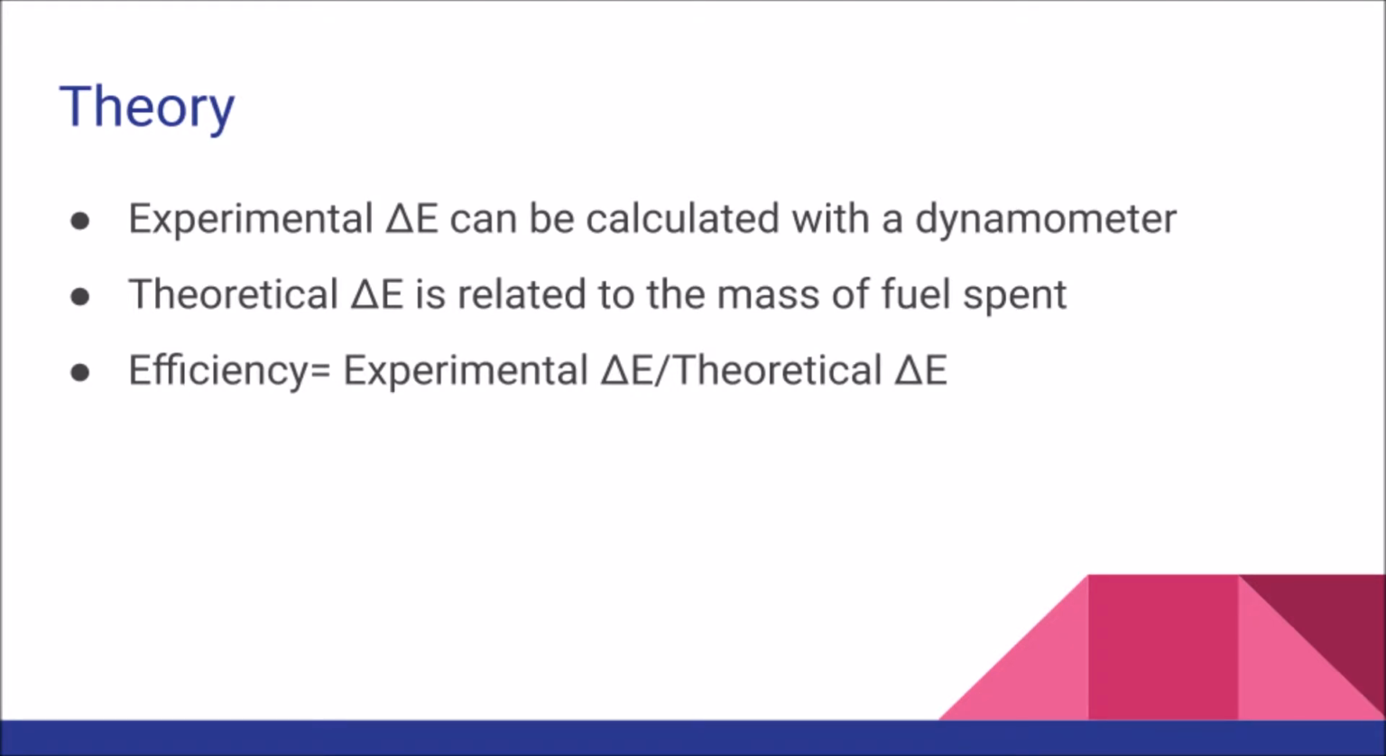Since the fuel we are burning is gasohol, a 90-10 mix of gasoline and ethanol, we know that 1 kilogram of gasohol will release 43.54 megajoules of energy. This information allows us to take the change in energy and the mass of fuel burned to calculate the efficiency of the engine. So our theoretical change in energy will be determined from that gasohol conversion, and the experimental change in energy will be determined from the dynamometer.